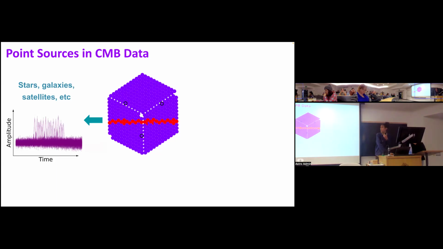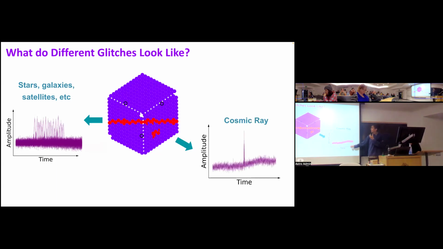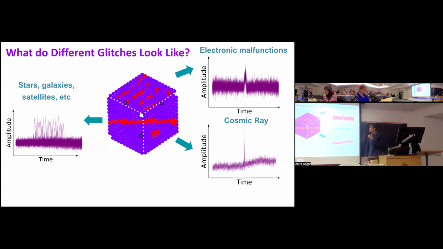What do other glitches look like? Cosmic rays will hit a small section of the focal plane, and in the timestreams that'll look like a spike in a bunch of detectors at the exact same time. Electronic malfunctions can look like a bunch of different things, for example a bunch of detectors. This can also look like a large area heat up, so just a big portion of the focal plane.